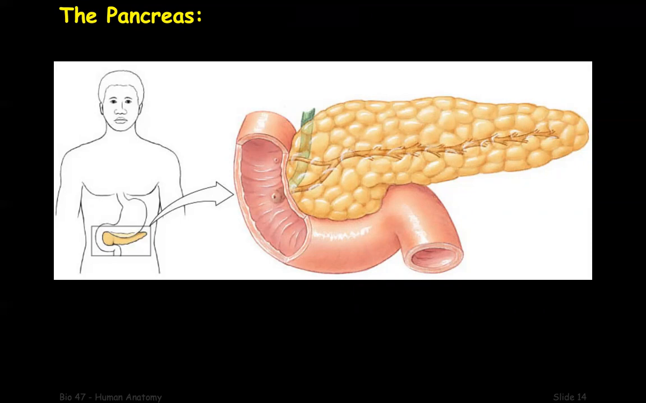And again, it has this cottage cheesy appearance that is characteristic of an endocrine gland. And when we look at it on the cadavers, you're gonna be able to see it with this cottage cheese appearance.